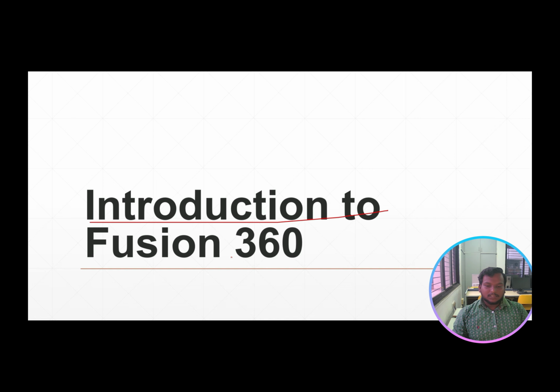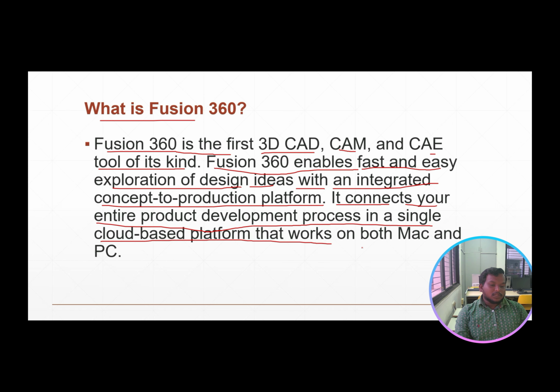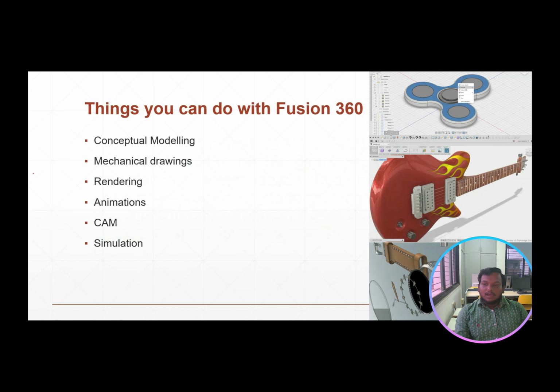Introduction to Fusion 360. So what is Fusion 360? Fusion 360 is the first 3D CAM, CAD and CAE tool of its kind. Fusion 360 enables fast and easy exploration of design ideas with an integrated concept to product platform. It connects your entire product development process in a single cloud based platform that works on both Mac and PC. What type of work can we do in Fusion 360? First one is conceptual design, mechanical design, rendering, animation, CAM, computer aided manufacturing, and simulation.